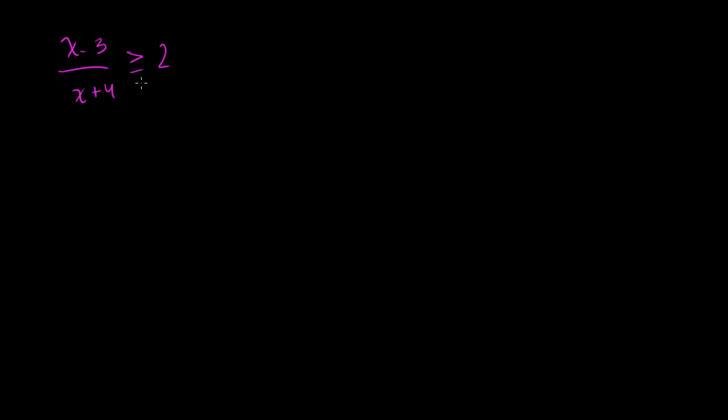Now, in order to do that reasoning that I did in the first video, remember in the first video I said, well, if a divided by b is greater than 0, either both of these are positive or both of these are negative. But this only worked when we had a 0 over here. But we don't have a 0 here. We have a 2. So we can't immediately do that rationale. But maybe we can if we subtract 2 from both sides of this equation. So let's do that. So you have x minus 3 over x plus 4 minus 2 is greater than or equal to 0. Just subtracted 2 from both sides.